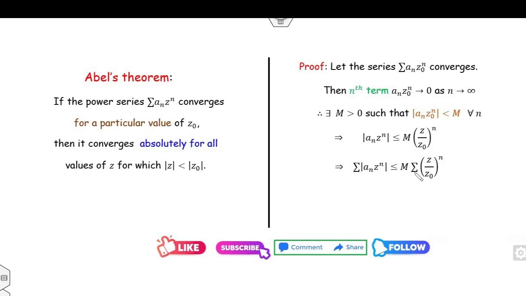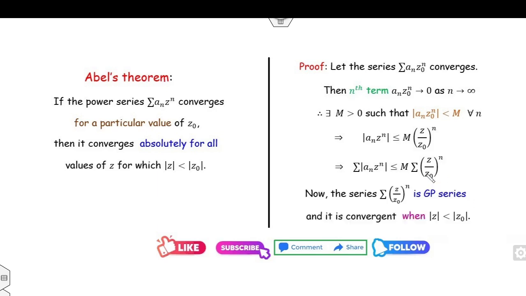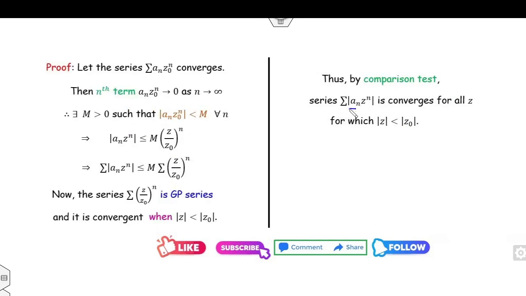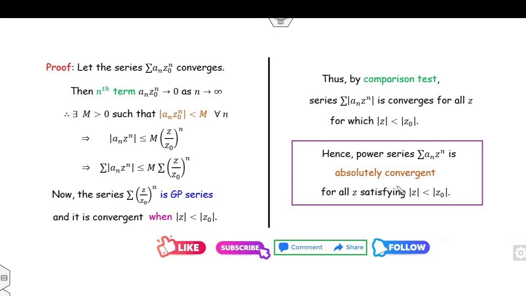I can take the summation on both sides. Now clearly this series is a GP series. Fine. Now once this is a GP series, it is convergent whenever the absolute value of z is less than the absolute value of z naught. And whenever this series is convergent, by using the comparison test, the series on the left hand side is also convergent provided mod of z is less than z_0. Hence, the given series is absolutely convergent.